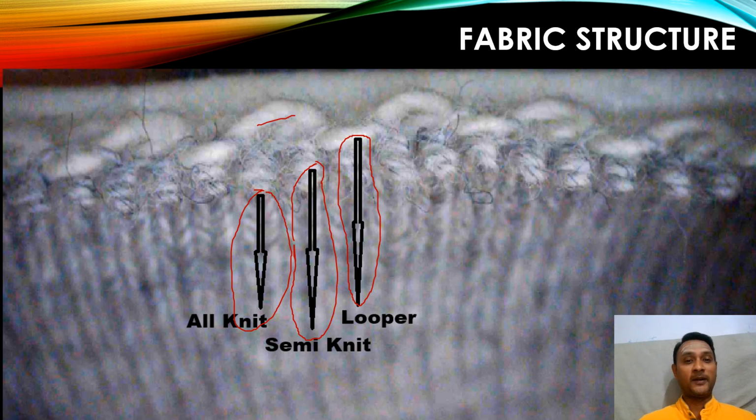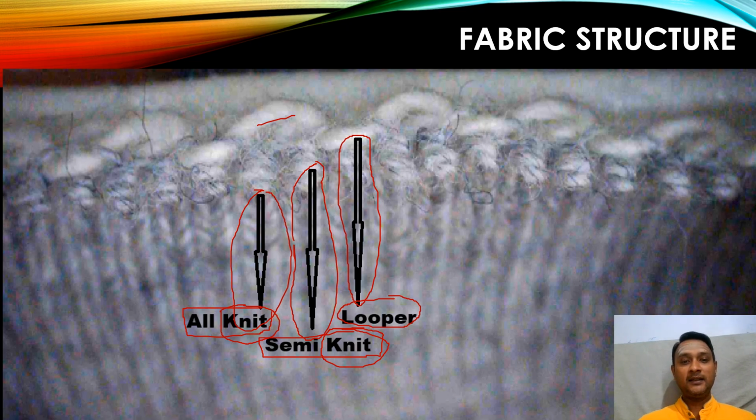Moreover, in knit fabric structure analysis, the 3-thread French terry fabric is the easiest one, because from the names all knit and semi knit, we can easily understand they will have only knit loops. Keep this as an identification: while unraveling the all knit and semi knit, you will have only knit loops. Only on the looper side will there be miss and tuck loops.